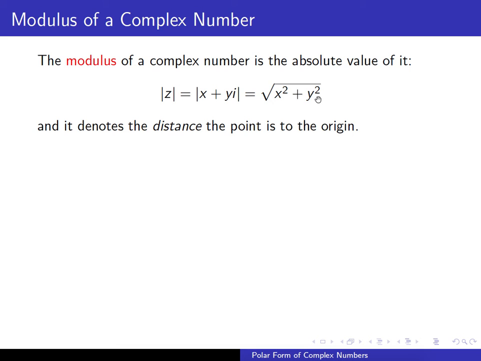And notice here we do not incorporate the i in there, where i squared would equal -1. So only the real part squared plus the imaginary part squared. Do not include the i when finding the modulus of a complex number.